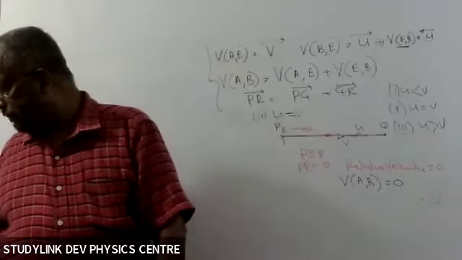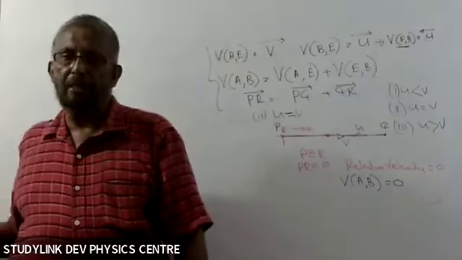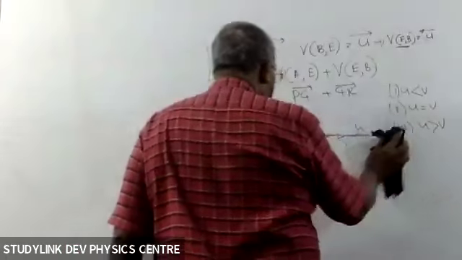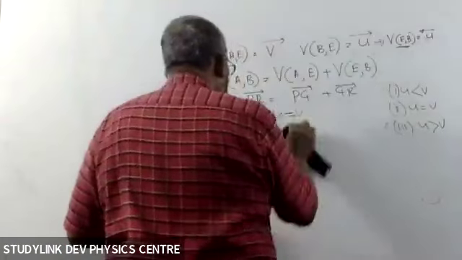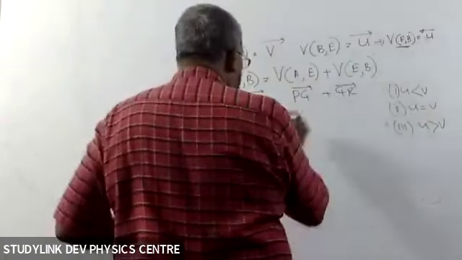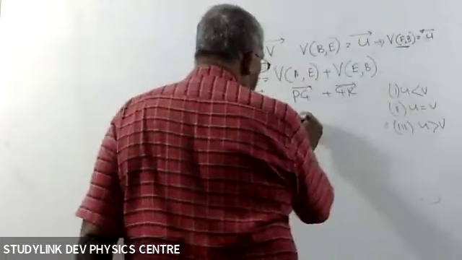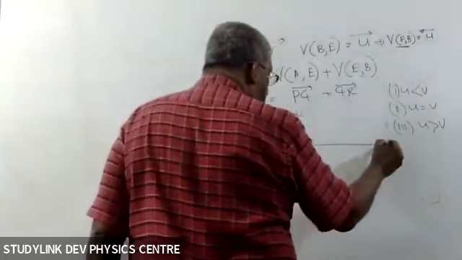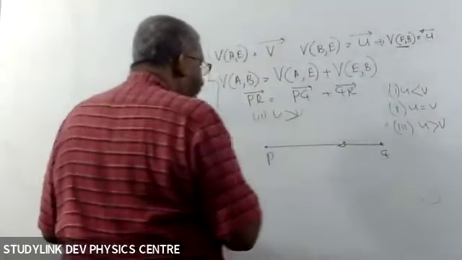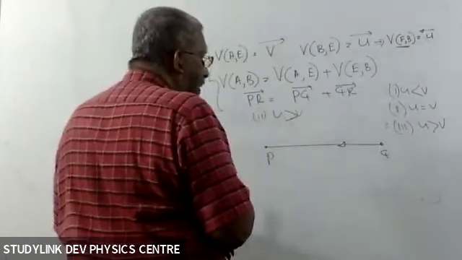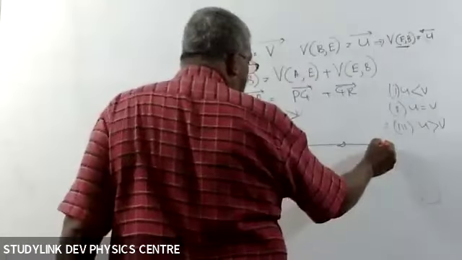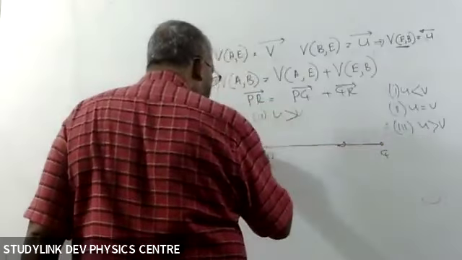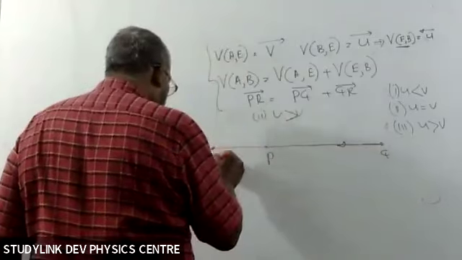Now, the third situation. The third situation is U is greater than V. Starting from P, it goes to Q and then QR. QR is coming backwards, and it is greater than the value of PQ, then R is here.